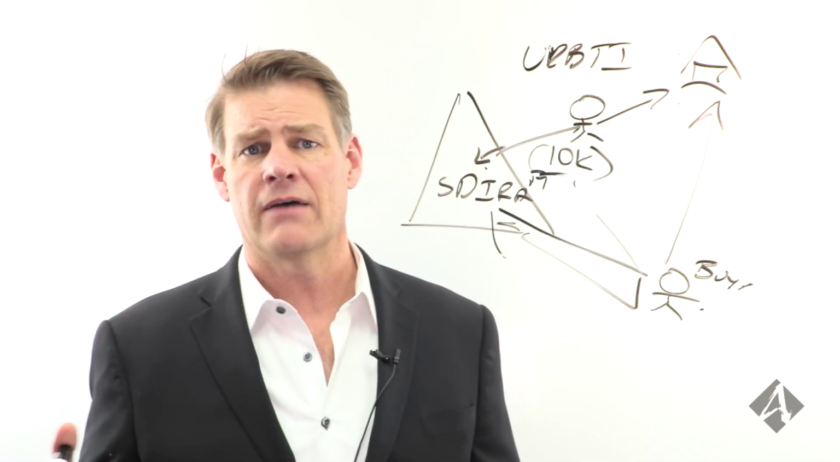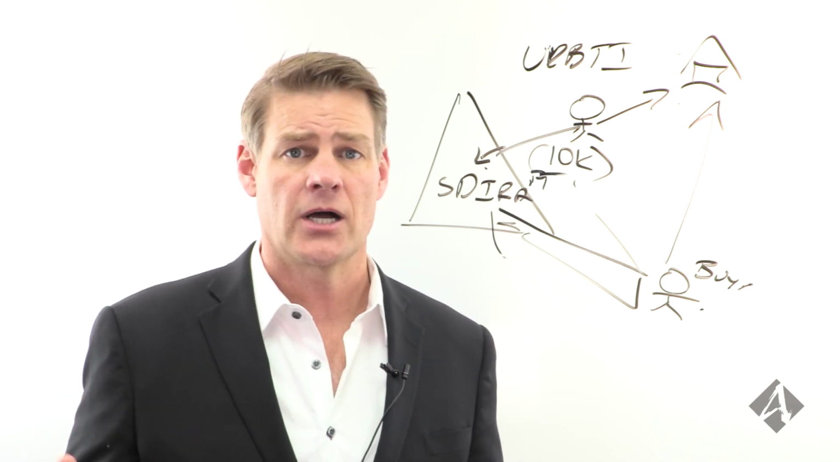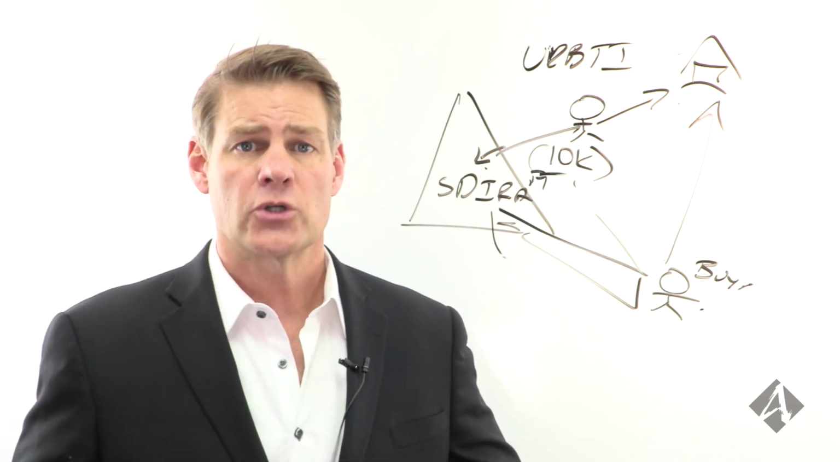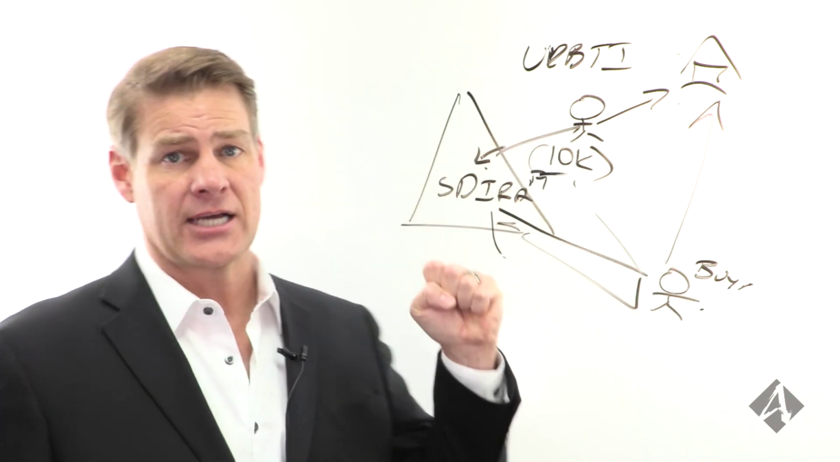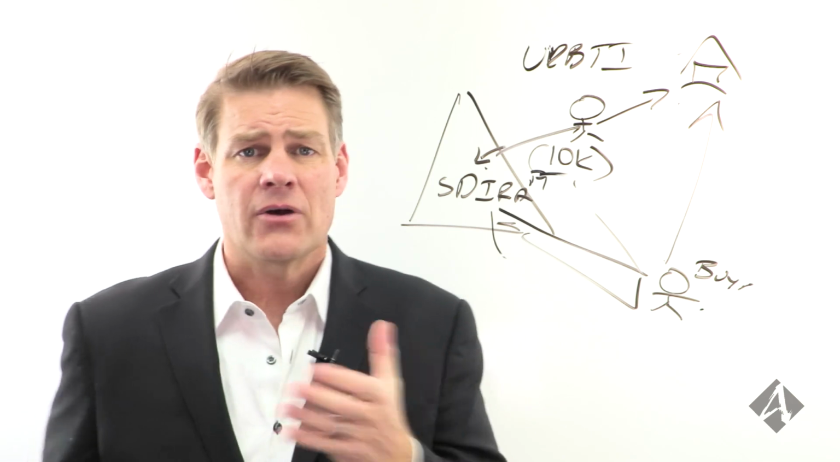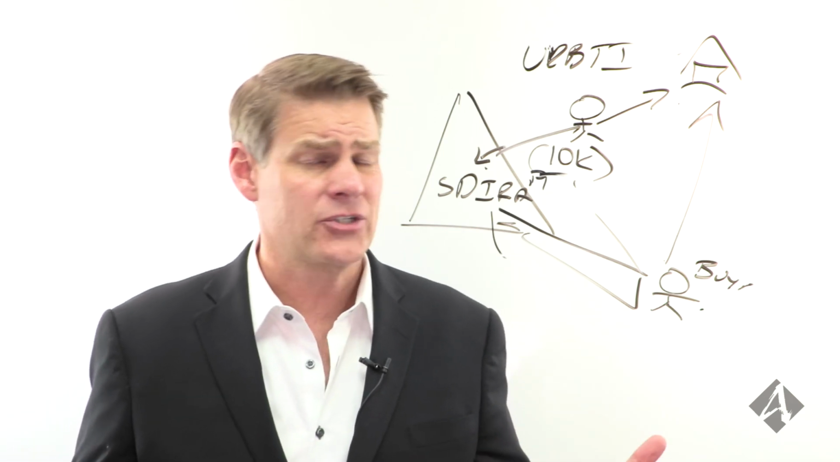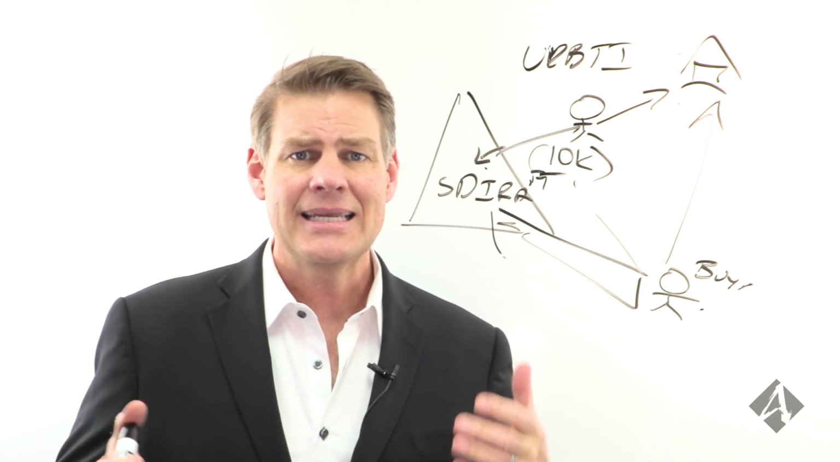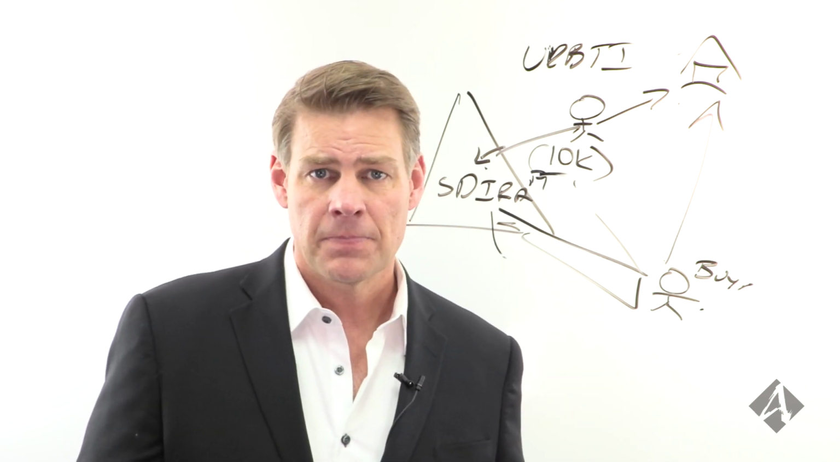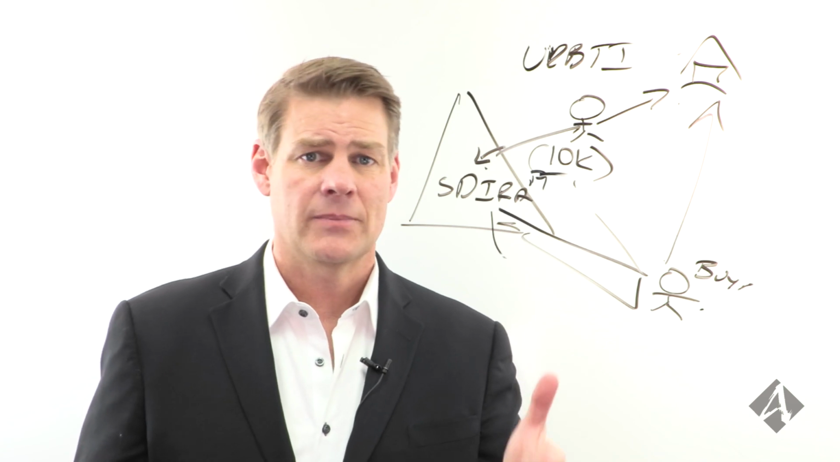It's different than UDFI, unrelated debt financed income, that I talk about with using IRAs to purchase assets that are leveraged. This is unrelated business taxable income, and it means this. Your IRA, which is a tax-deferred or possibly tax-free entity, can't engage in an active business. Wholesaling is considered to be an active business.